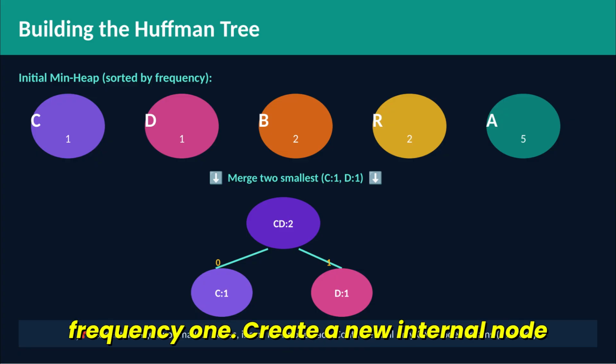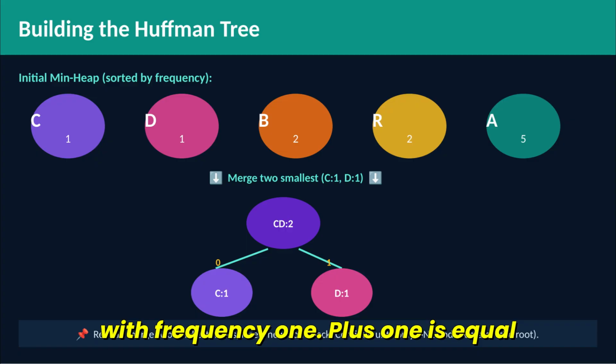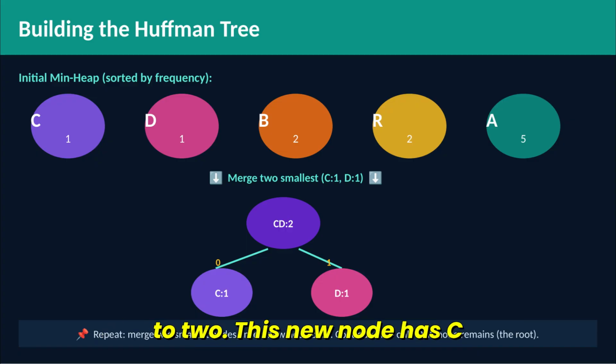Create a new internal node with frequency 1 plus 1 is equal to 2. This new node has C as left child and D as right child. Put the CD node back in the heap. Heap is now CD equals 2, B equals 2, R equals 2, A equals 5.